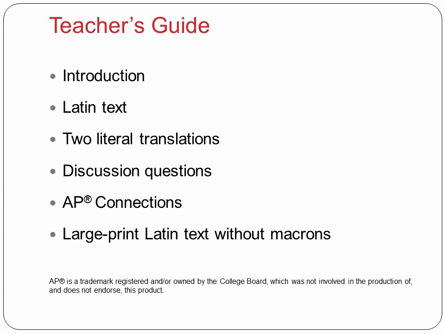Finally, there is a teacher's guide which matches the text. The guide includes an introduction addressed to teachers. In the main body of the guide, you'll find on each page the Latin text, 2 different literal English translations of Caesar, discussion questions to be used with your students, AP connections questions, which are questions that specifically address the need for students to draw connections between their Virgil readings and their Caesar readings on the AP exam, and a large print version of the Latin text without macrons, without notes, which can be reproduced and used for tests. This large print Latin text is also available for download from our website.